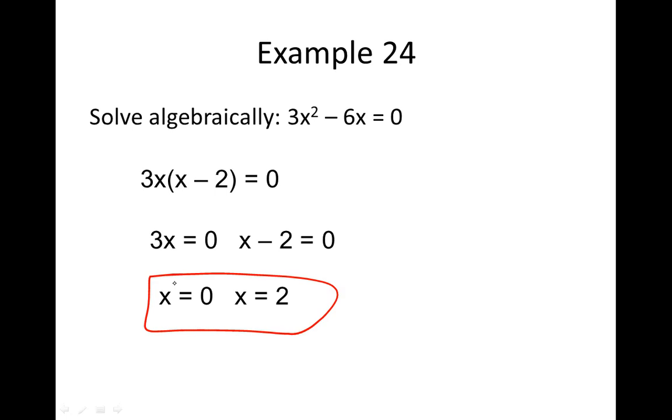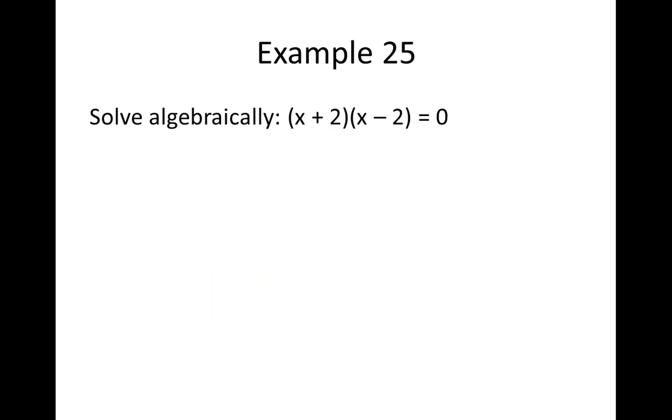This may be the last one. We have x plus 2 times x minus 2 equals 0. Let's solve for x. So set each factor equal to 0. Solve for x. X equals negative 2, x equals positive 2. Again, sometimes this is written as x equals plus or minus 2.